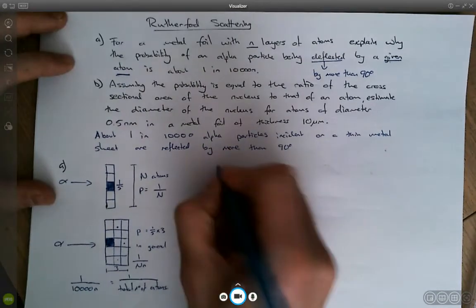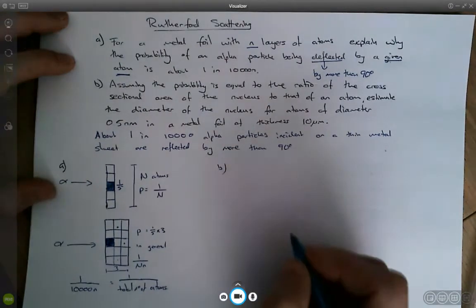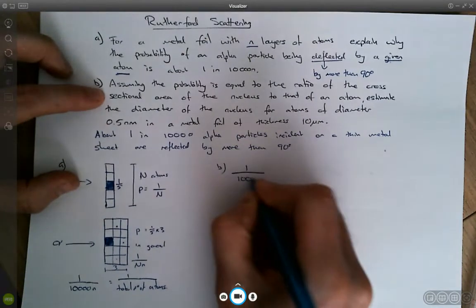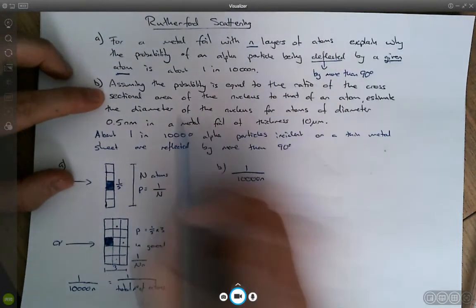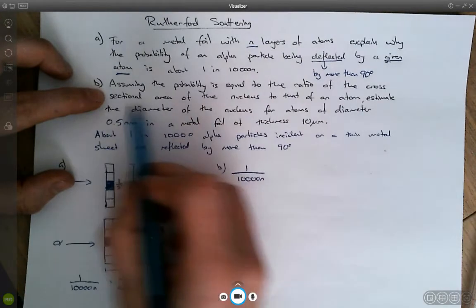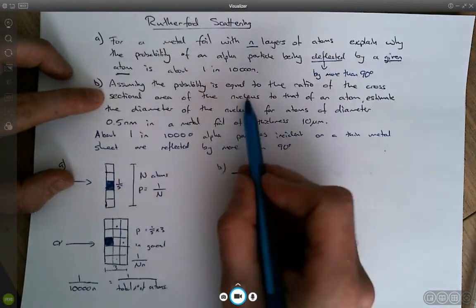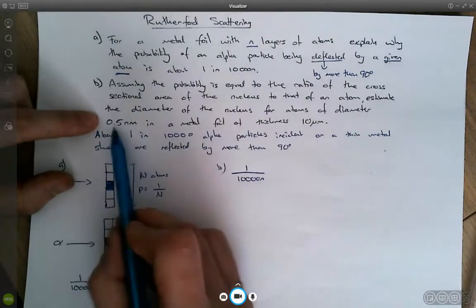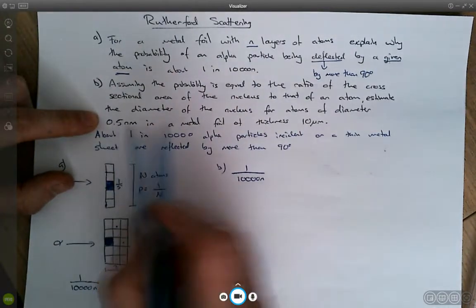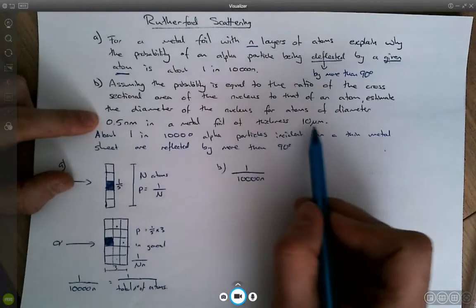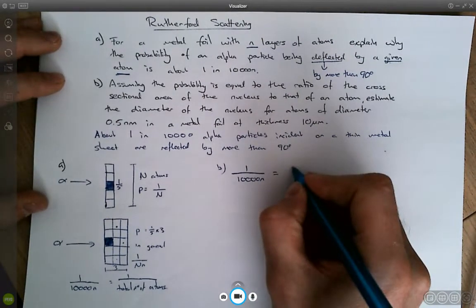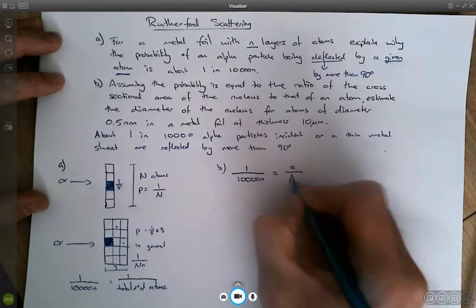So part B, it says, assuming this probability, so the probability 1 over 10,000 n, is equal to the ratio of the cross-sectional area of the nucleus to that of the atom, estimate the diameter of the nucleus for atoms of diameter 0.5 nanometers in a metal foil of thickness 10 micrometers. So this probability is equal to the ratio of the two areas.